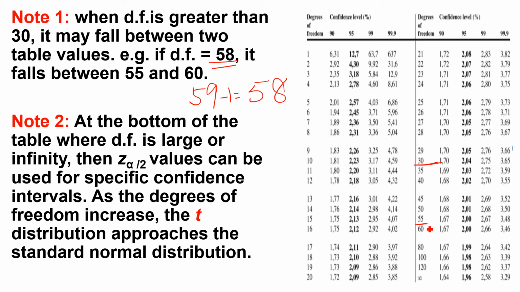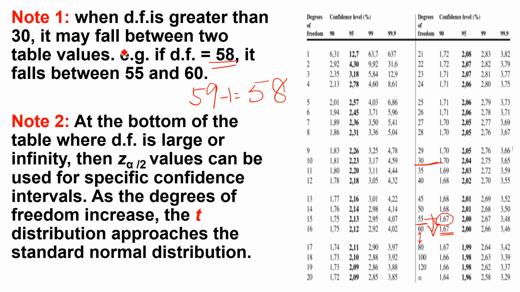In some books you can see that they say we have to use the next value, we will round up. In some books they will say round down, which is the conservative approach. Here I am going to use the conservative approach. So if your degrees of freedom is 56, 57, 58, 59, you have to see the value of 55. If it is between 60 to 80, 61, 62, 63, even 79, you have to see the value of 60. This is the conservative approach, you have to round down.